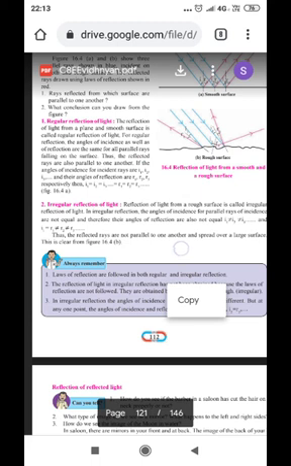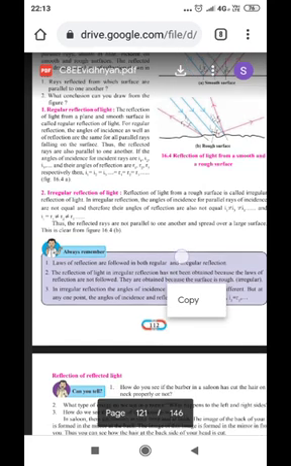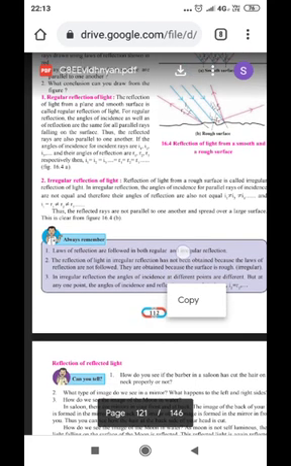What if the surface is not smooth, but rough? Under that condition, angle I and angle R do not appear to be equal. Therefore, the law of reflection is only applicable to the smooth surface but not to the rough surface.